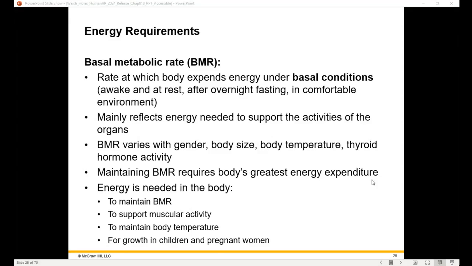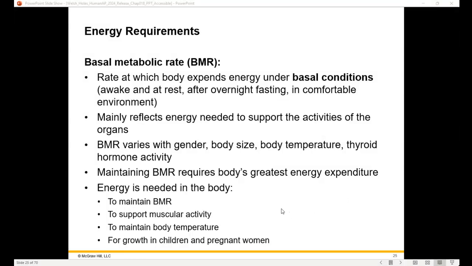Okay, basal metabolic rate, or BMR. This is the rate at which the body expends energy under basal conditions: awake and at rest, after overnight fasting, in comfortable environments. It mainly reflects energy needed to support the activities of the organs. BMR varies with gender, body size, body temperature, and thyroid hormone activity. Maintaining BMR requires the body's greatest energy expenditure.